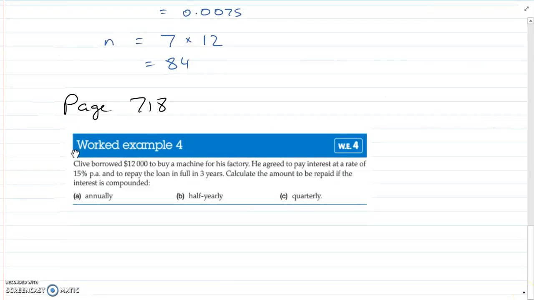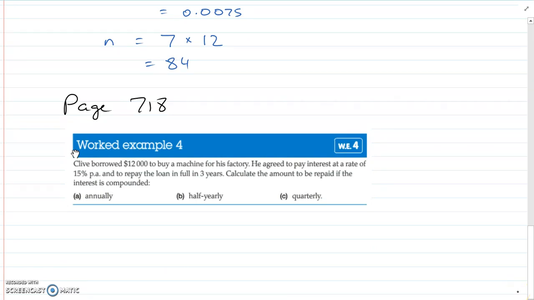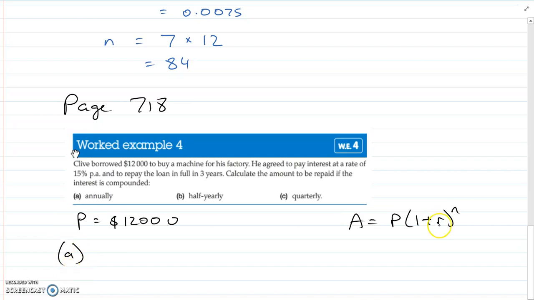Let's look at an example from the textbook, page 718. Clive borrowed $12,000 to buy a machine for his factory. He's agreed to pay interest at a rate of 15% per annum and repay the loan in full in 3 years. Calculate the amount to be repaid if the interest is compounded annually, half yearly, or quarterly. P, he borrowed $12,000. We've got our formula: A equals P times 1 plus R to the N. P is the same for all of these, but R and N are going to be different.